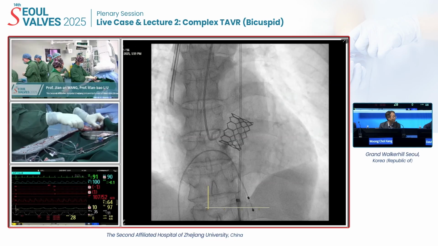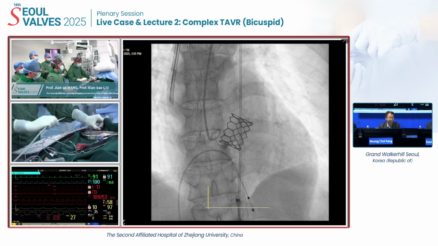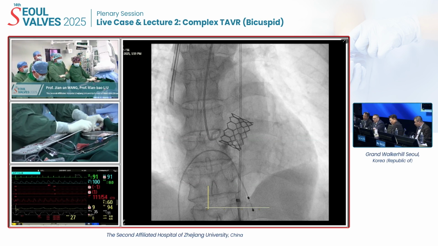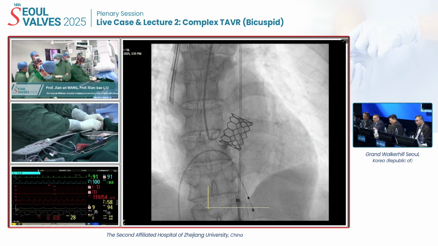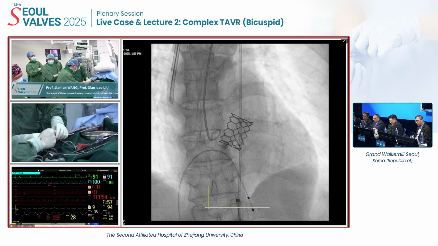You mean we cannot take out the valve? Can you remove it through the sheath? Before you deploy it, can you take the valve out? Yes, we can take it out. You can get it back into the sheath.